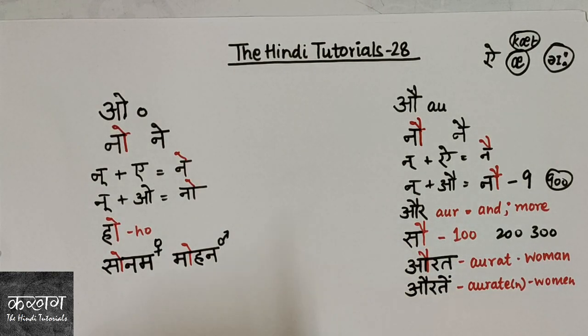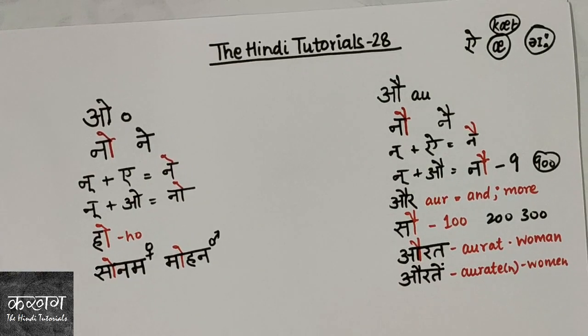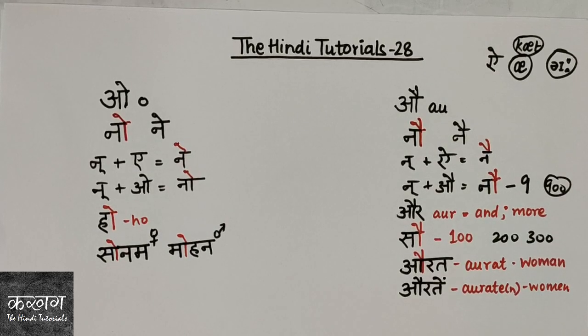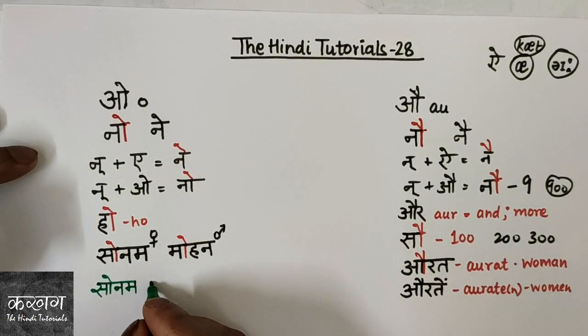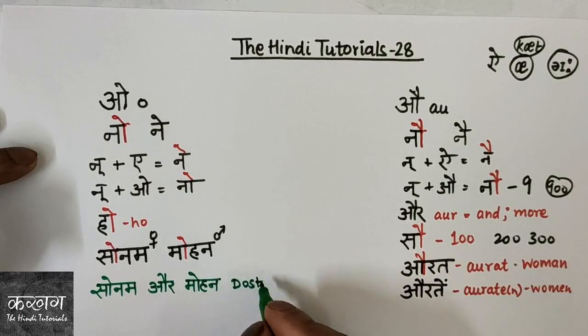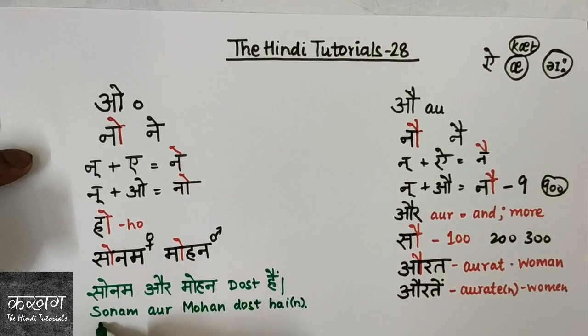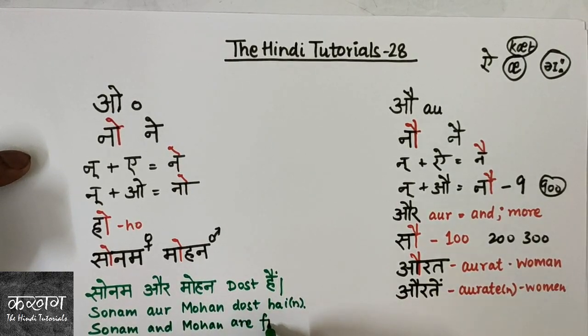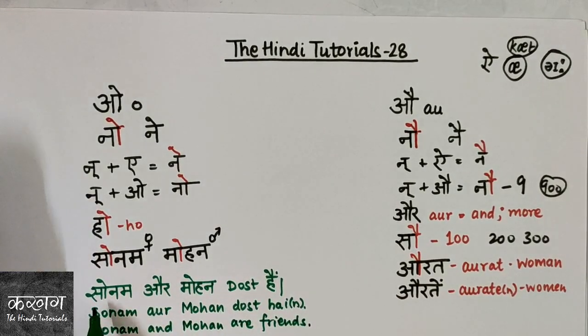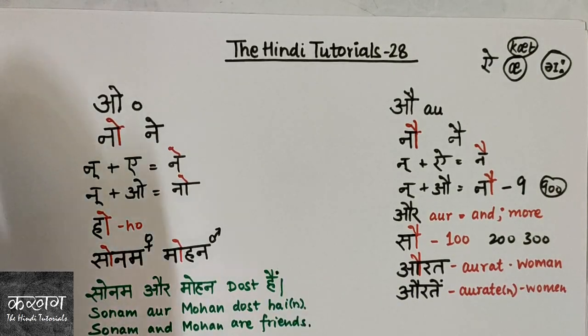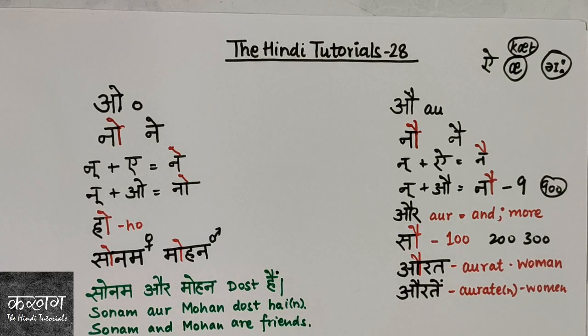So I can say, Sonam aur Mohan dost hain. Sonam and Mohan are friends. Aur, and hain because it is plural. We are talking about plural, so we use hain with a nasal vowel.